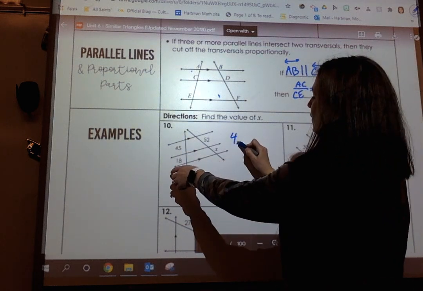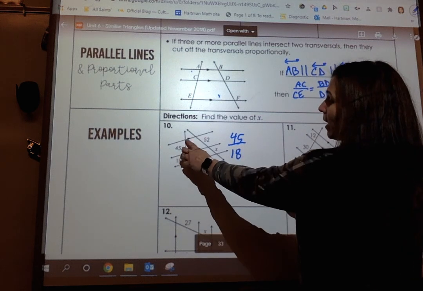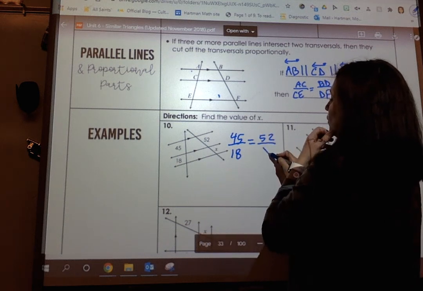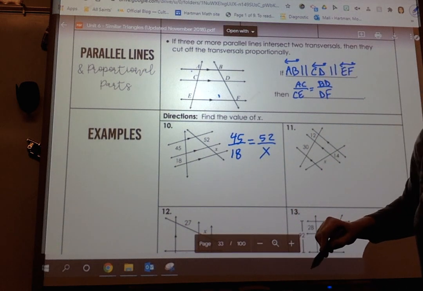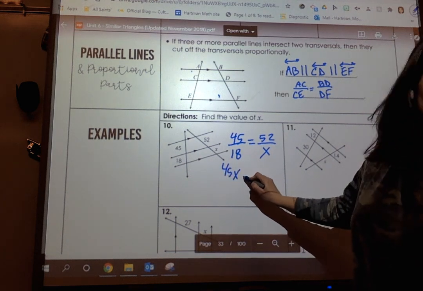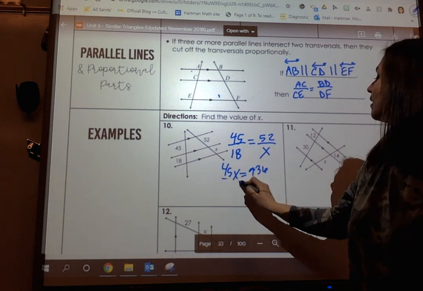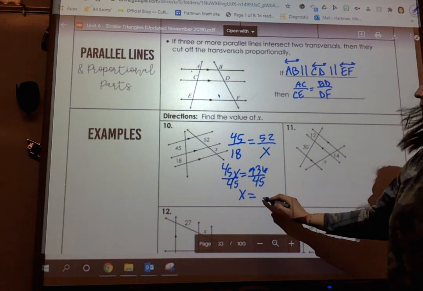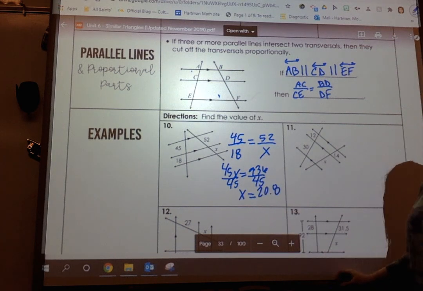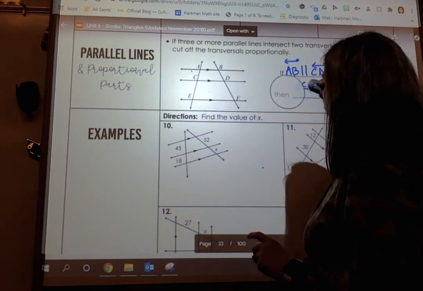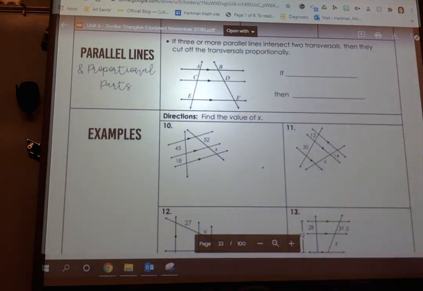So because these are parallel, I can say 45 over 18 and set it equal to 52 over x. And here, when you cross multiply, you have 45x equals 936. And when we divide both sides by 45, x then equals 20.8. Okay, actually I do want to finish 12 and 14 because they're a little different. So let me move that up.